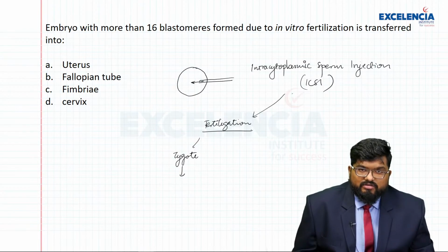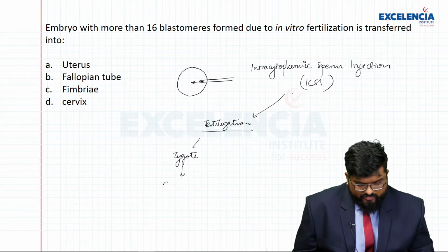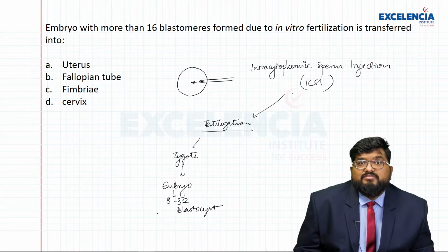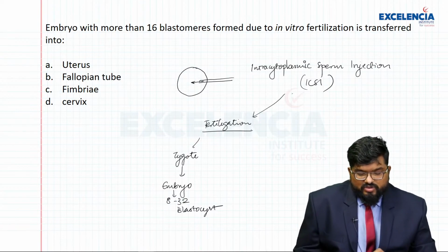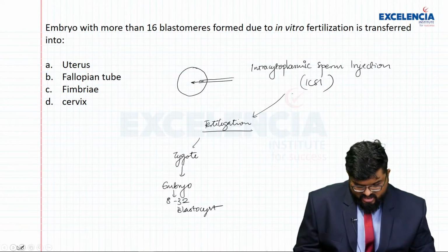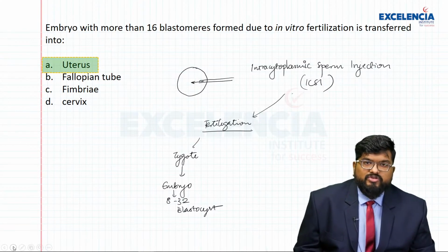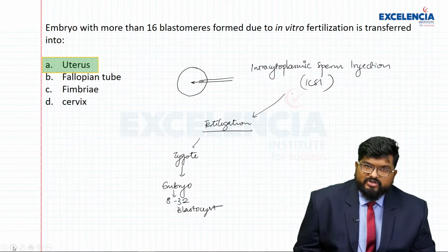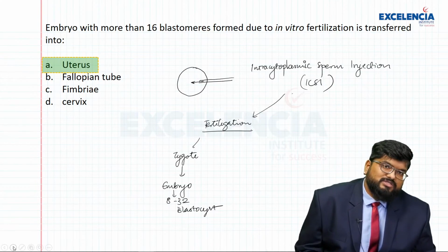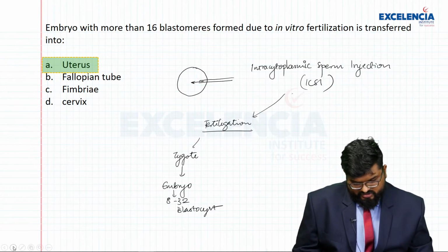undergo embryo formation and form the embryo, the blastocyst, right? So 8 to 32 celled blastocyst. And where does this blastocyst get implanted? It gets implanted in the uterus. So even during in vitro fertilization, when the 16-celled blastocyst is formed, it will be transferred where? To the uterus, so that it gets implanted easily and undergoes development in the uterus.